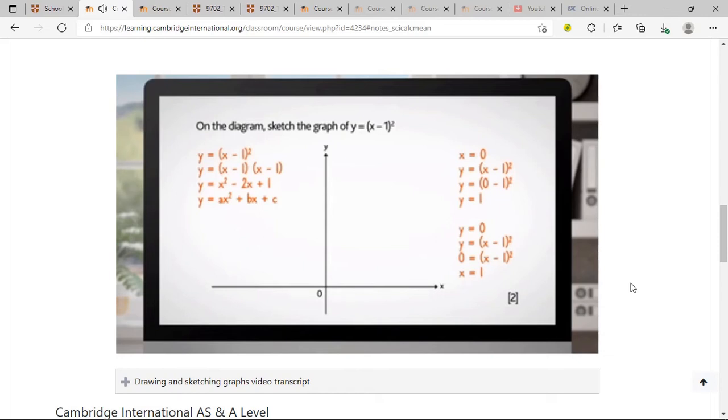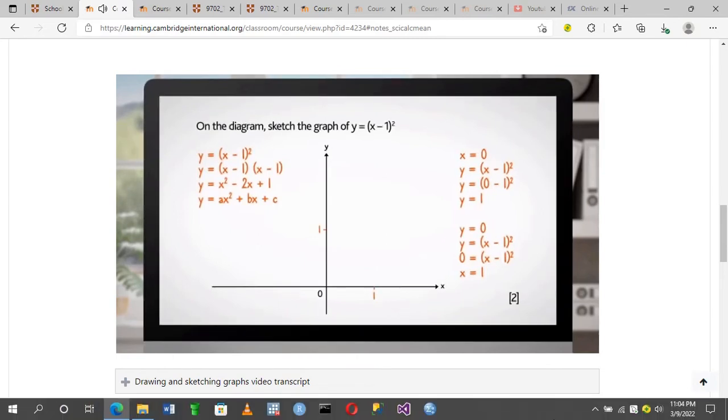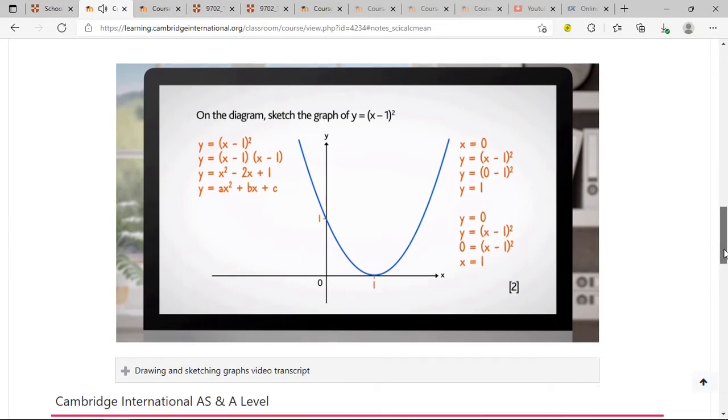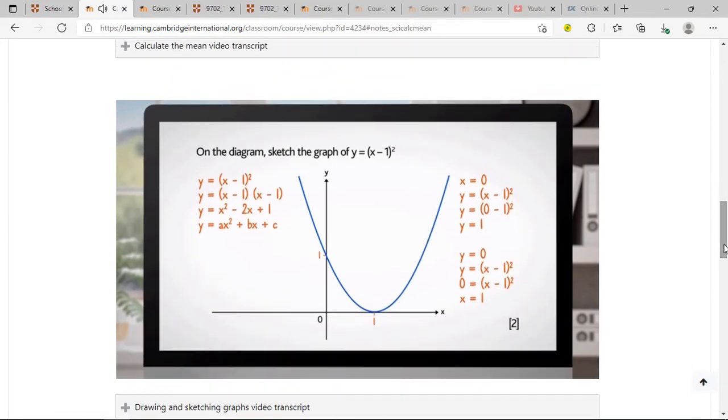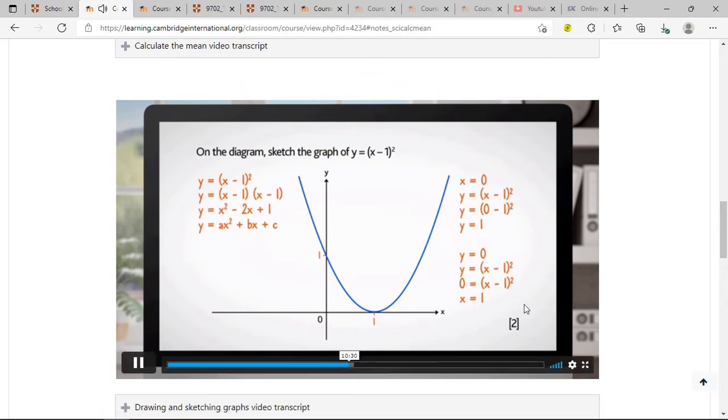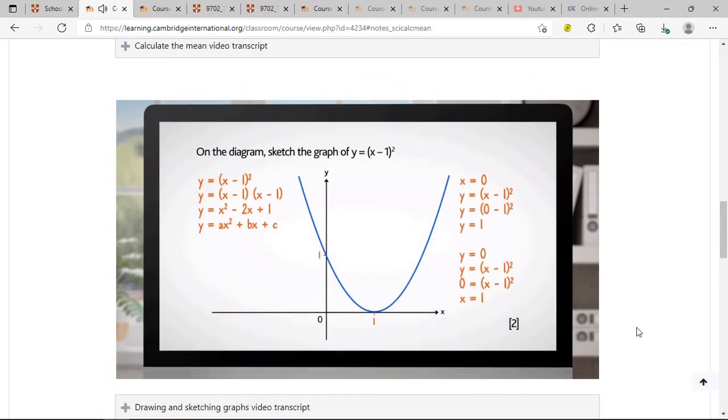There is no scale marked on the x-axis and the y-axis. You do not have to measure and mark a scale. An approximate position is good enough. So you mark 1 on the x-axis and 1 on the y-axis and then draw a smooth curve through these points. If you find it difficult to sketch the curve through these points, a good tip is to sketch the curve in the correct position first and then mark the points on afterwards.